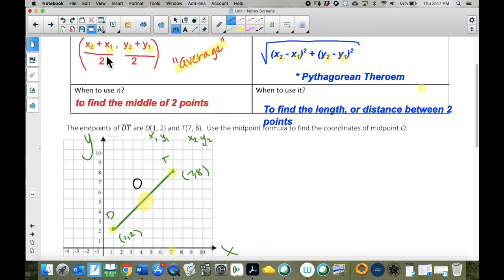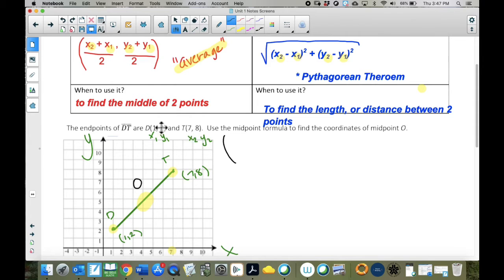So I'm going to use this formula that I have written down. What points do I put in there? Well, I labeled them a second ago. So I'm going to take my x's and put those together. So I have a 1 and a 7. I typically start with the 2 and go to the 1.